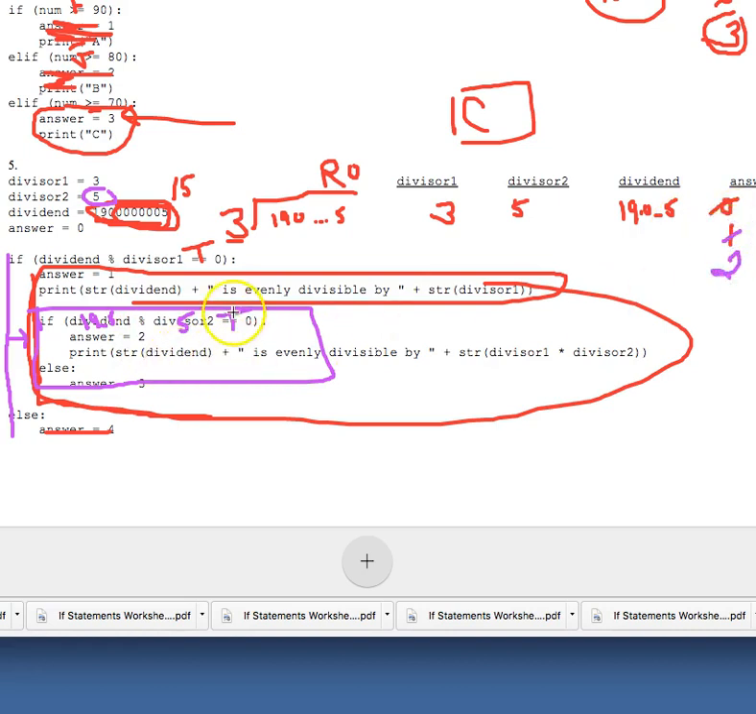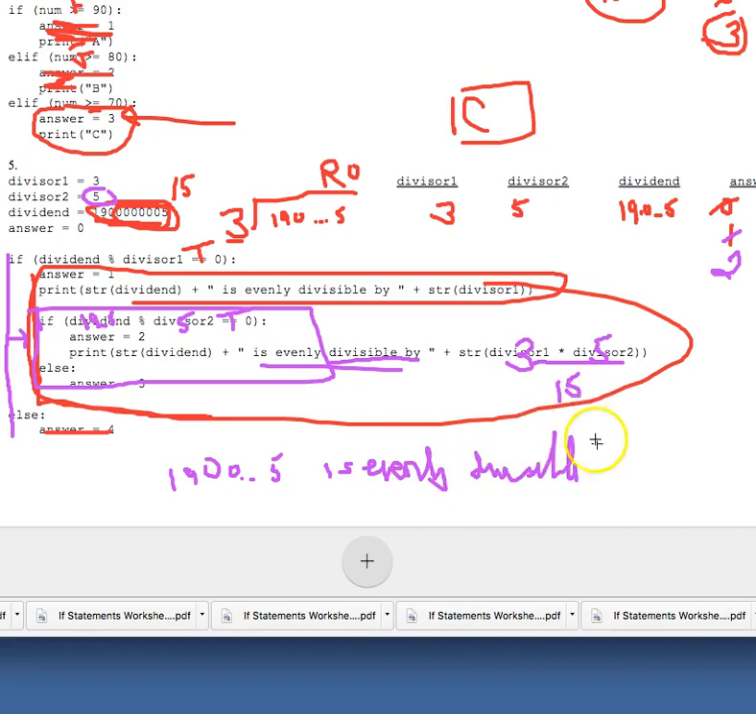And it prints out the additional message that that big number is also evenly divisible by, work from inside the parentheses out, divisor 1 is 3, times divisor 2, which is 5, simplifies to 15. And we're turning that into a string so that the phrase 1, 9, a bunch of zeros, is evenly divisible by, that all prints out. And then the number 15, because it's actually the digits 1, 5, prints out right next to that.